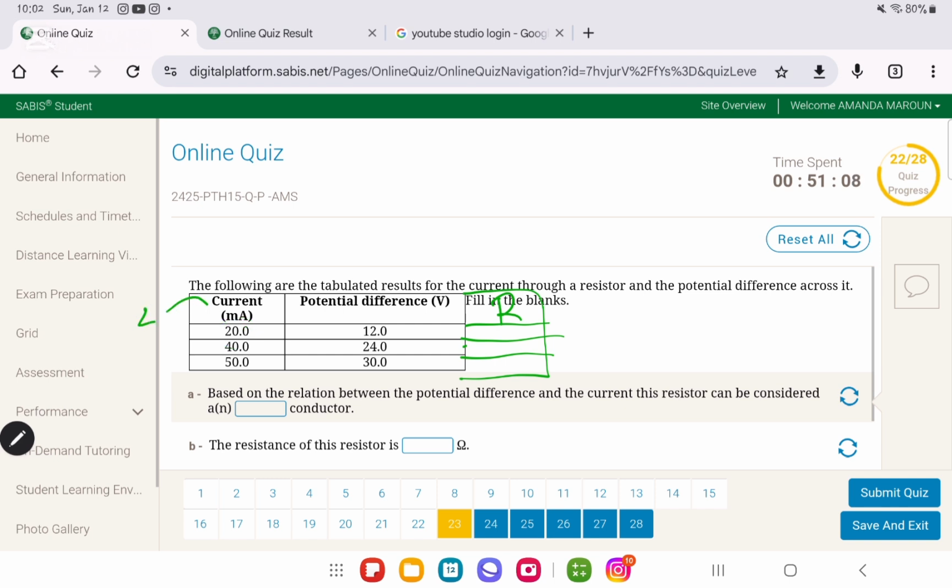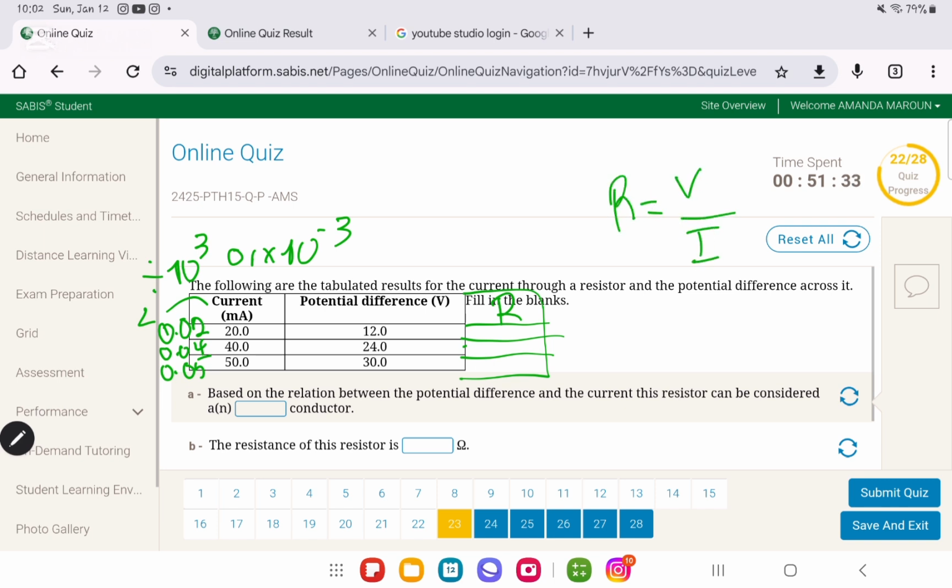To change from milliamperes to amperes, we divide by 10 to the power of 3 or times 10 to the power of minus 3. So it becomes 20 divided by 10 to the power of 3, which is 0.02, then 0.04, and then 0.05. Now to find the resistance, we know resistance is equal to the voltage divided by the current.